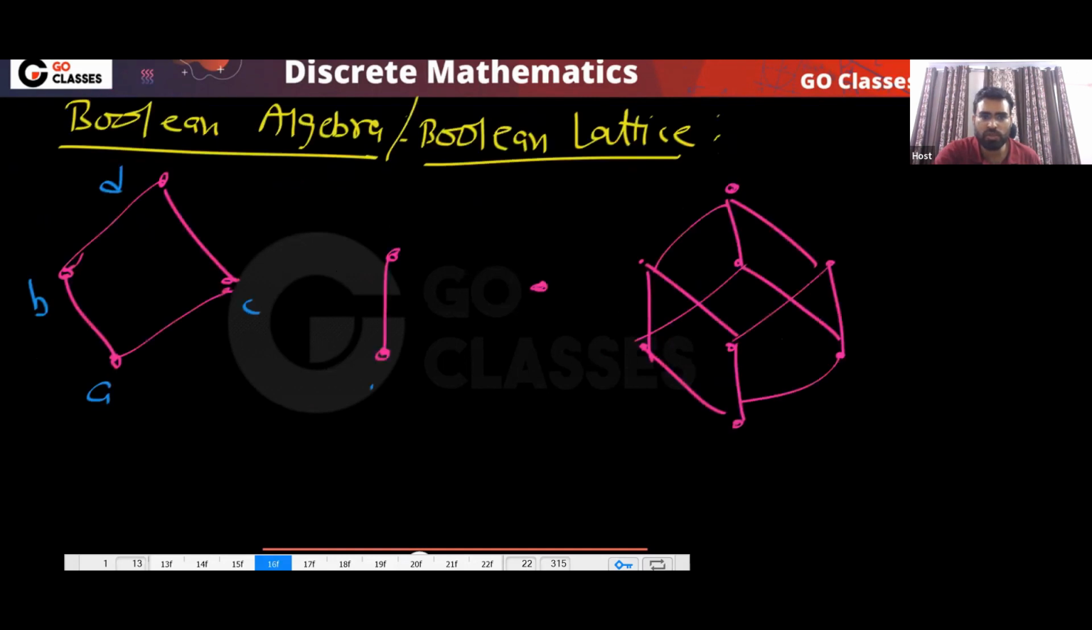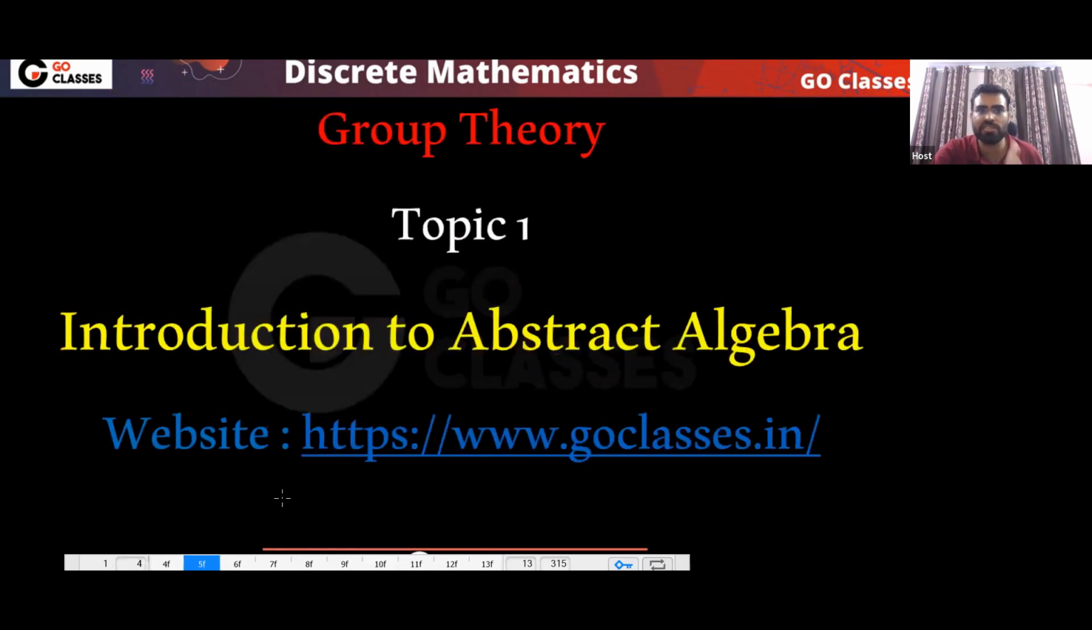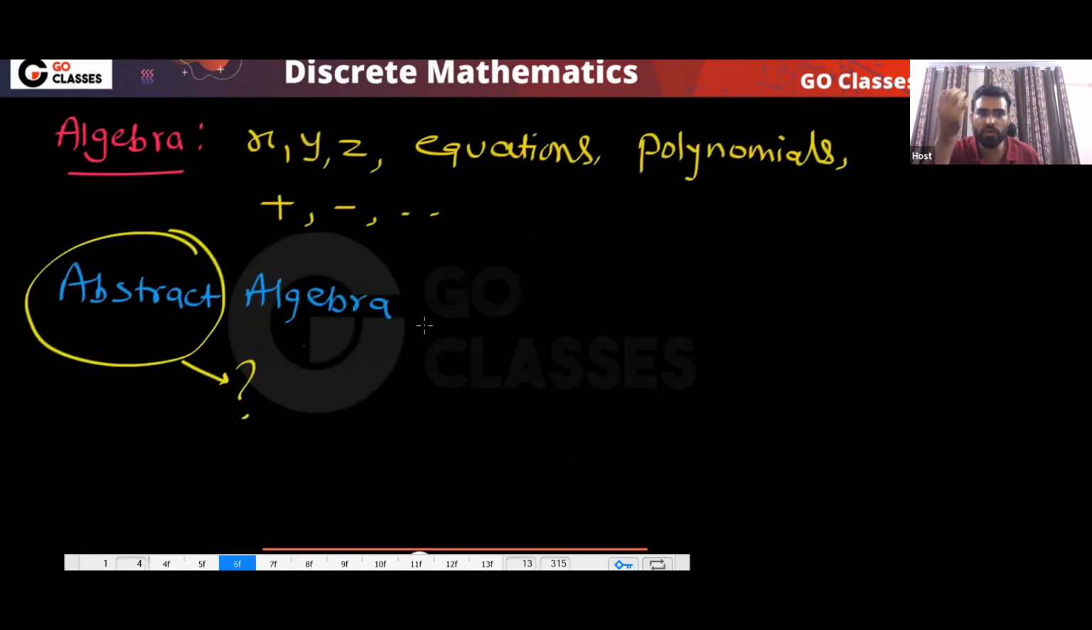So the idea is very simple. The first question is, what is abstract algebra? Abstract algebra is basically the study of abstract structures. If anyone asks you what is abstract algebra, this is the study of abstract structures.